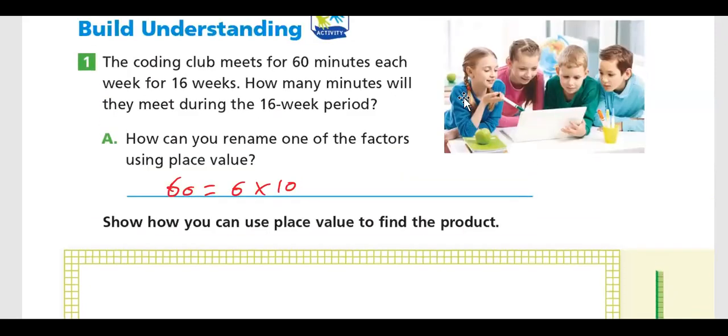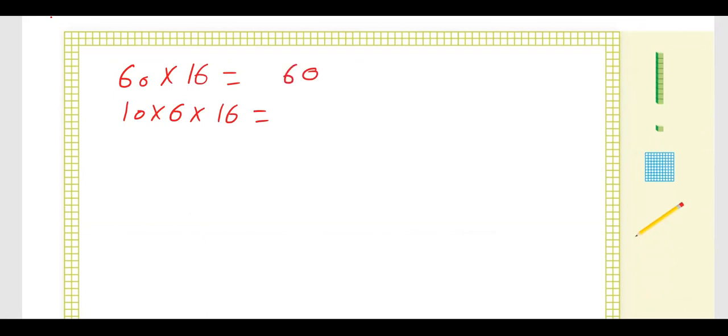So now we need to multiply 60 by 16. So this is my answer, 60 times 16. I can rename this as 10 times 6 times 16. All of them are the same. First one, put 0. 6 times 6, 36, right? 6 carry 3. And 1 times 6 is 6, and 3, it will be 9. So this is your answer.